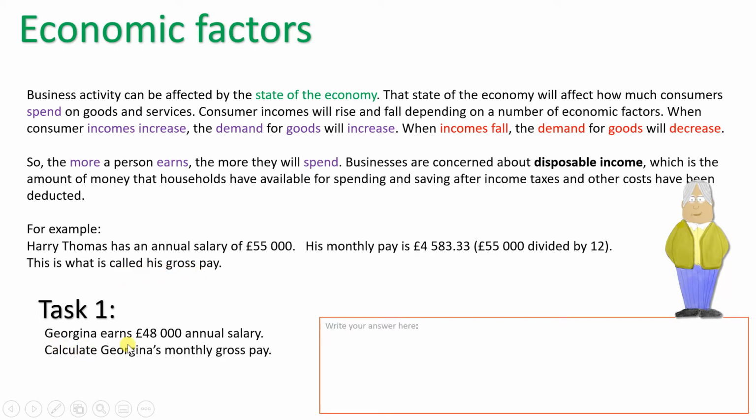Task 1. His colleague Georgina earns £48,000 annual salary. Calculate Georgina's monthly gross pay. Have a look back at the Harry example and look at what Harry's salary was divided by to work out his monthly gross pay, and do the same for Georgina.